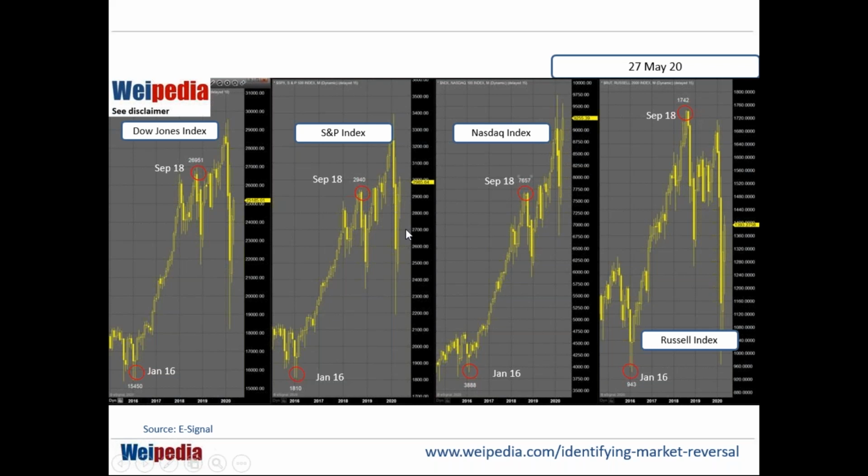Let's look at the Dow Jones. Now we're going to study just this period from January 2016 to September 2018. You can see that the Dow Jones, S&P, and Nasdaq all rallied tremendously. Nasdaq is special because it's the new economy, e-commerce and tech, so naturally it's going to rally. Now let's look at just this three-year period.